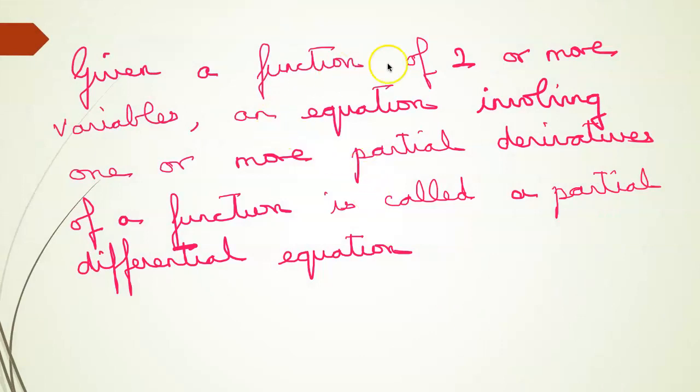Now, given a function of two or more variables, an equation involving one or more partial derivatives of the function is called a partial differential equation. So, what is a partial differential equation? It is an equation involving one or more partial derivatives of a function.